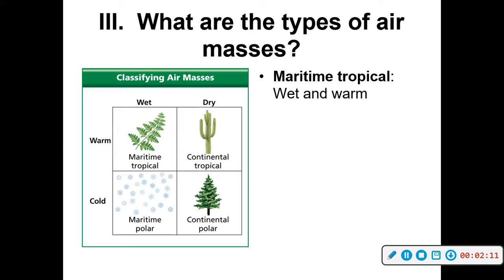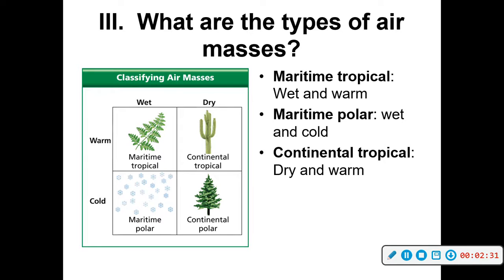Okay, so we take those two conditions and we mesh them together. A maritime tropical air mass: maritime means wet, tropical means warm, so it's a wet and warm air mass. A maritime polar air mass is wet and cold, because again, maritime wet, polar cold. Continental tropical is dry and warm, and continental polar, remember continental is dry, and polar is cold, so dry and cold.